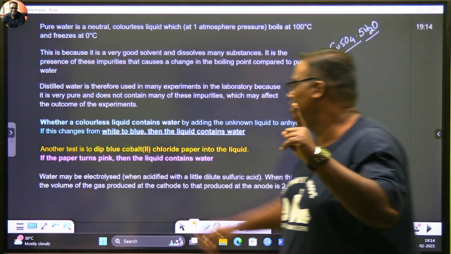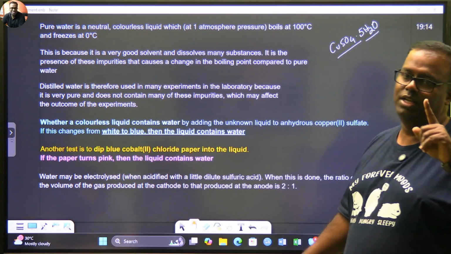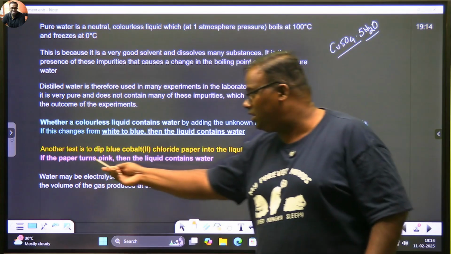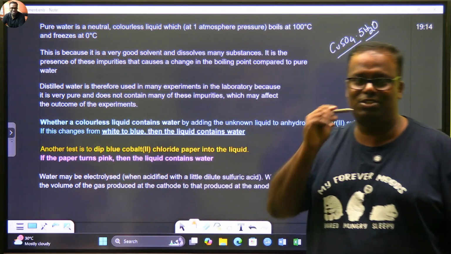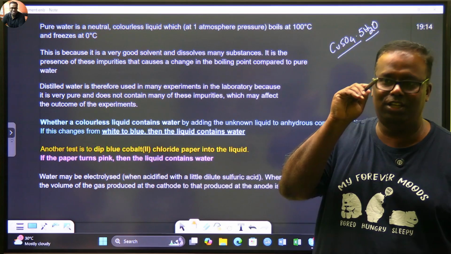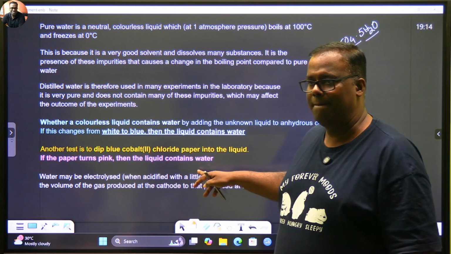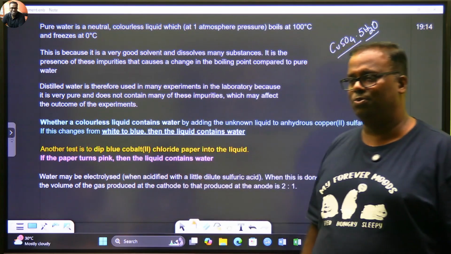One more test that we do in lab is called cobalt paper. Cobalt chloride. This is the one. This is cobalt chloride. This is a paper strip which is available in lab. And I've written it in pink color because if you take this paper strip and touch it on any liquid which contains water, this is a very authentic test. It will 100% confirm that it is water.